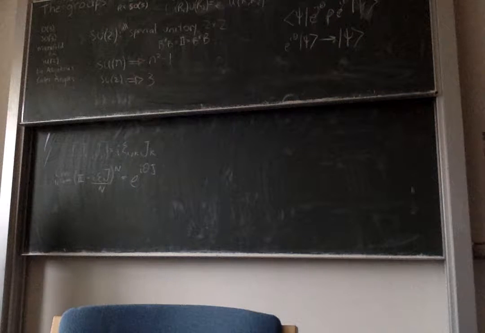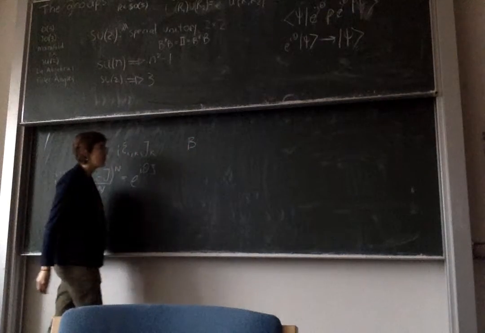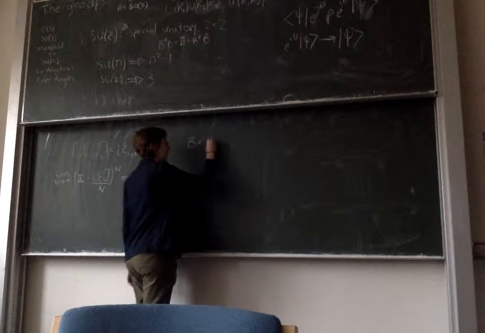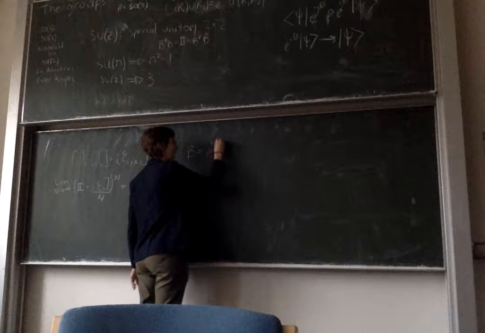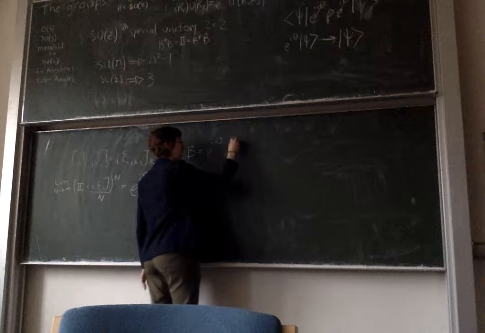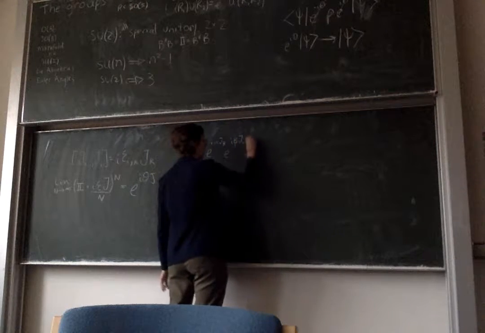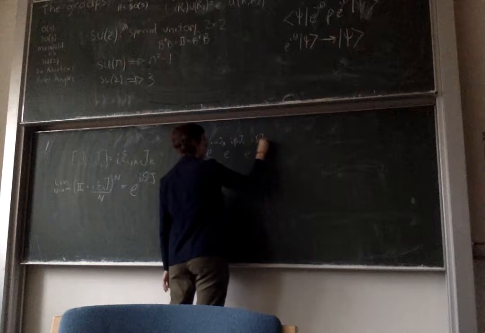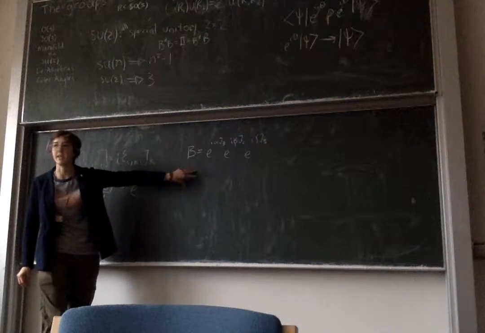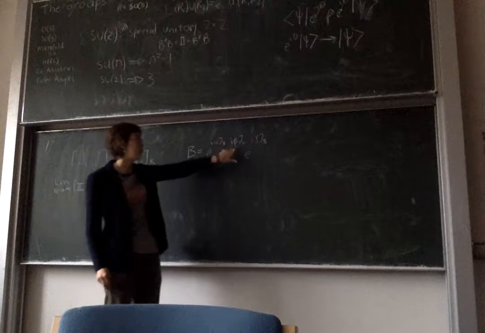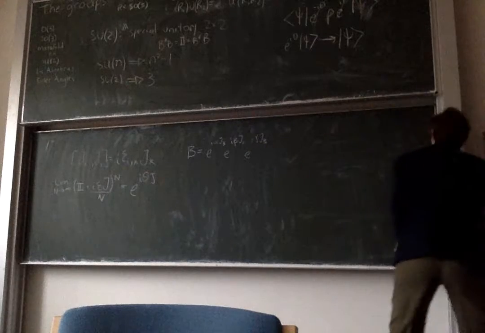We can express any element in SU2 in the following form: e to the i alpha J1, maybe i beta J, J3, J2, maybe i gamma J3. We can explicitly write it in this form for any B in SU2, where these alpha, beta, and gamma are the Euler angles. And now I'll draw the Euler angles.